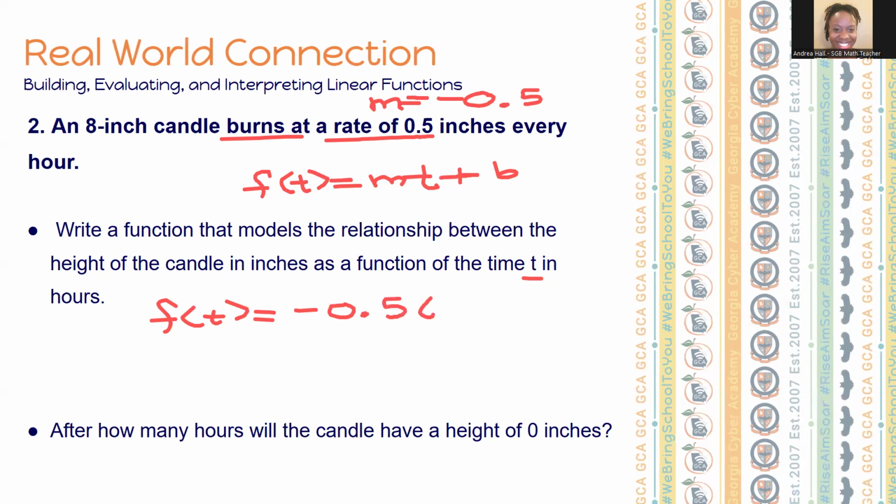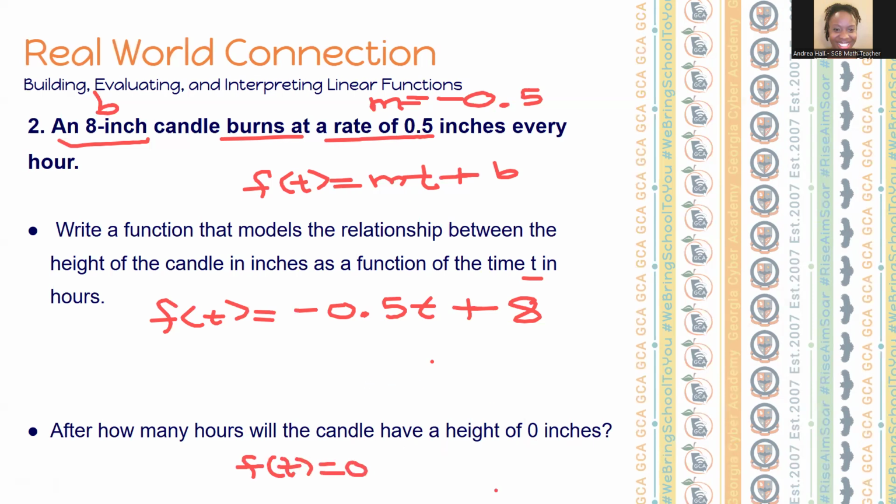0.5 t plus, and then b would be the starting height of the candle, and it starts at 8 inches. So I'm going to say plus 8. That's b. And that's how we build the function. After how many hours will the candle have a height of 0 inches? So they want f of t to equal 0.